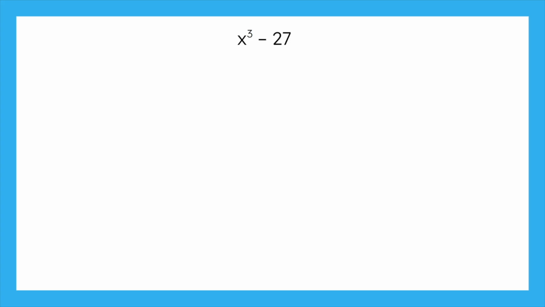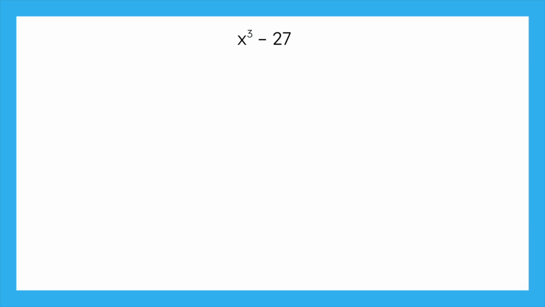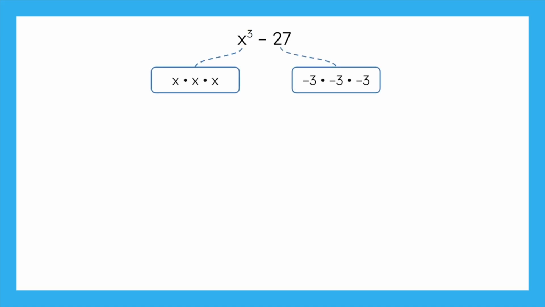Consider that original binomial again, x cubed minus 27. What stands out to you about these two terms? Pause the video and jot down your thoughts. Each term in this binomial is a cubic value, or a value that results when a number or variable is multiplied by itself 3 times.